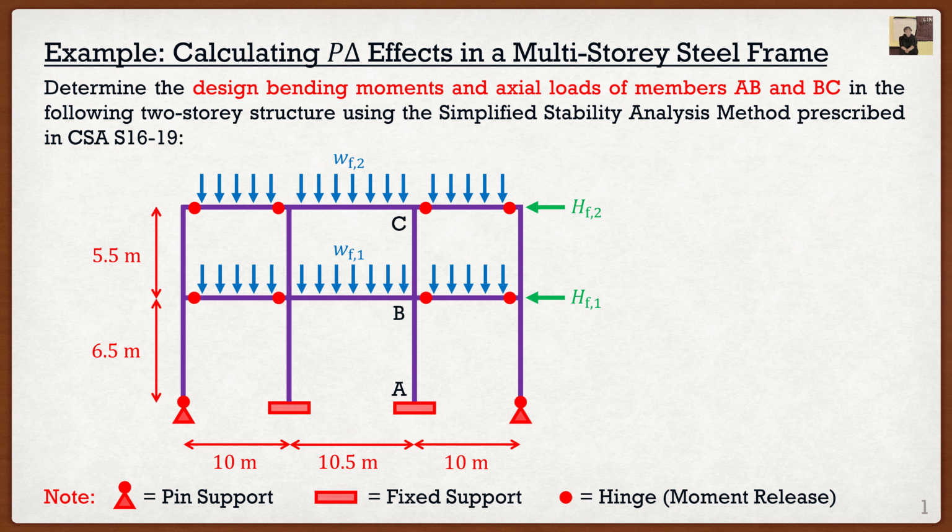Today we'll be covering how to calculate the P-delta effects in a multi-story steel frame. As you're going to see, it's going to be very similar to the procedure of a single-story steel frame, which we covered in the last video. However, there's going to be a couple little modifications that need to be considered.